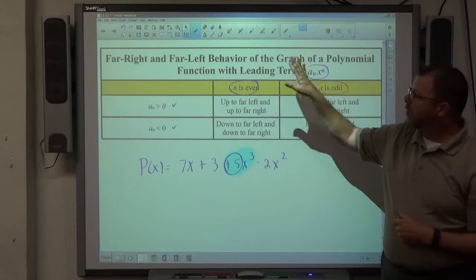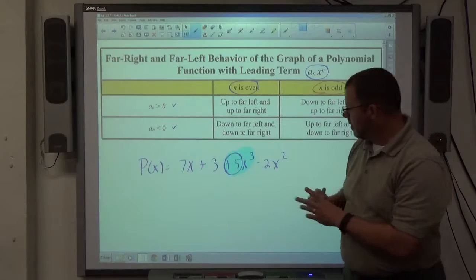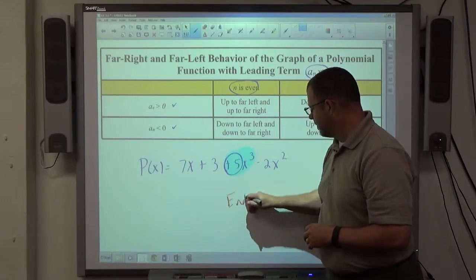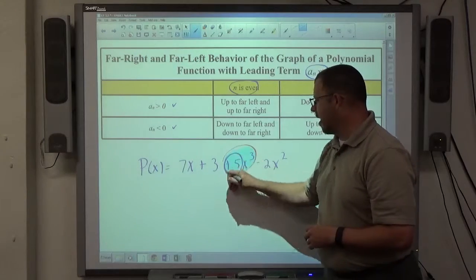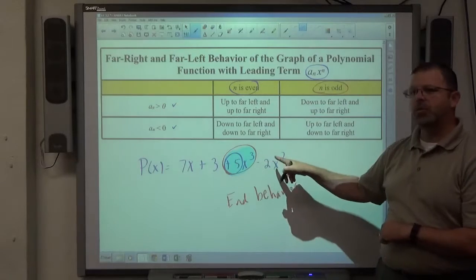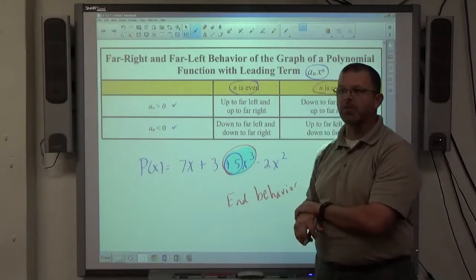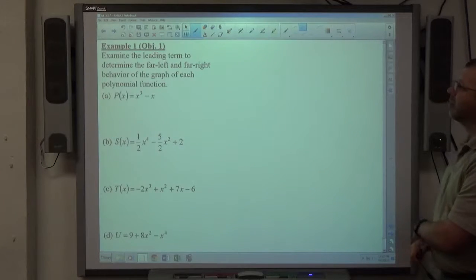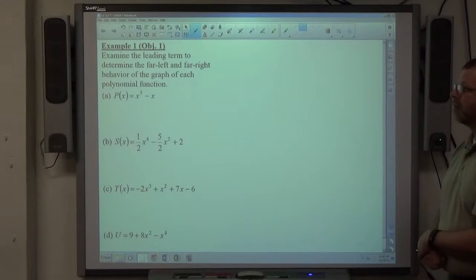When you're asked to determine the end behavior, the highest power term has the only effect on the end behavior. As x goes to infinity, x cubed is so much bigger than x squared that x squared has no purpose anymore. So only the highest power term counts. So looking at this problem: examine the leading term and determine the far left and far right behavior of the graph of each polynomial function.